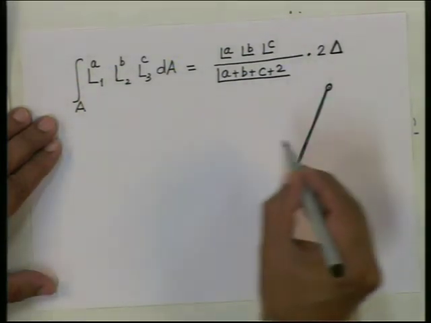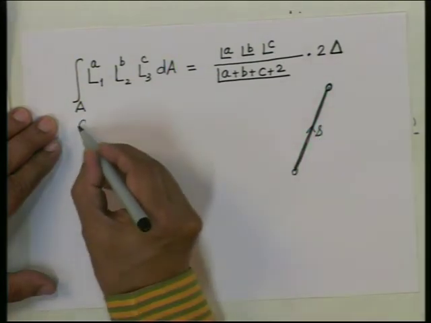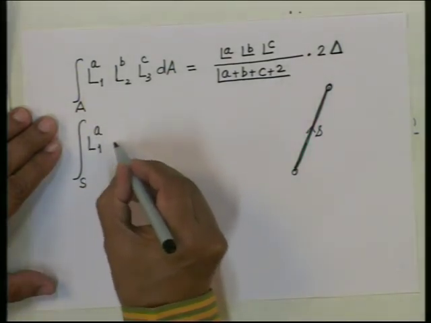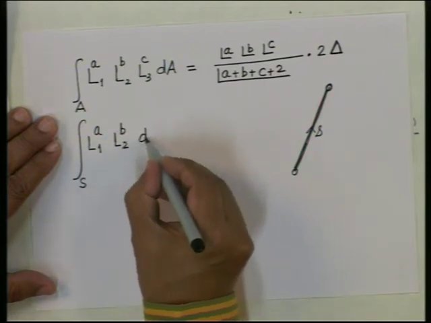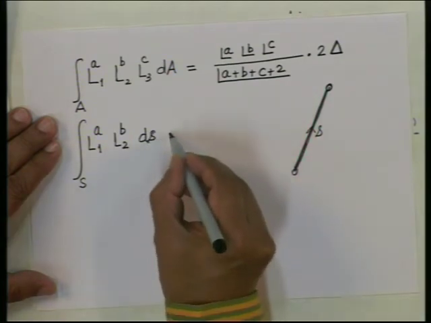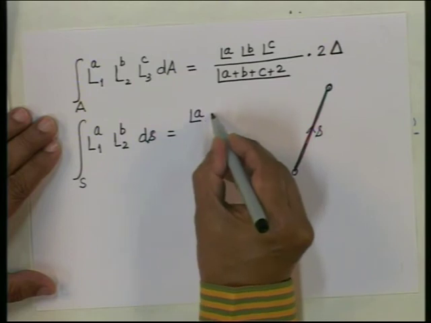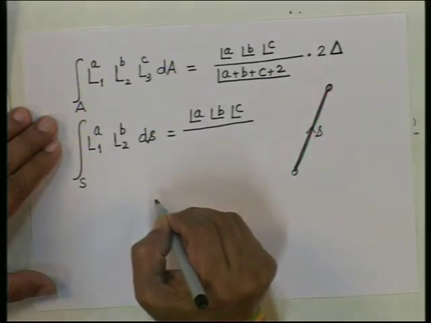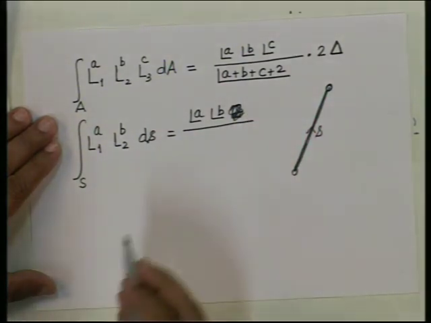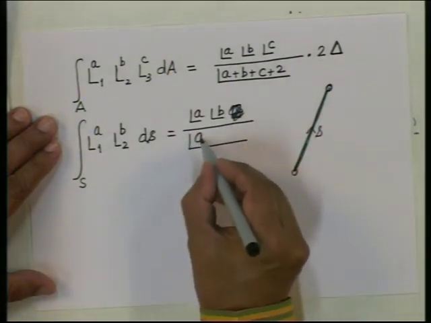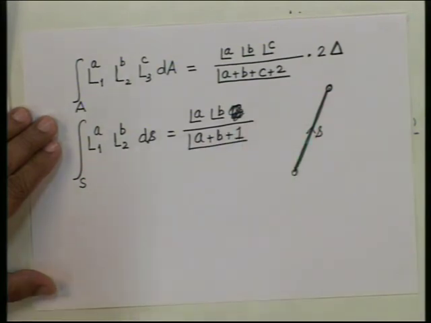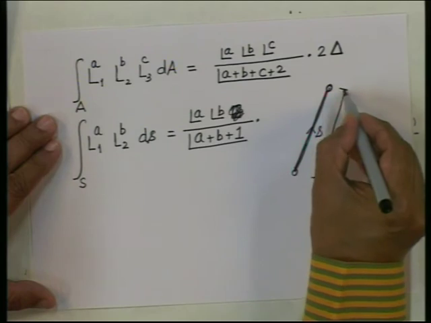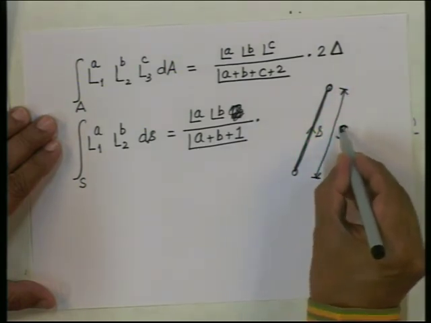So, for the edge of a triangle, if you call this line S, and you integrate over S a function like L1^a L2^b ds, this comes out to be factorial a, factorial b, sorry, there is no c, only b, over factorial a plus b plus 1, into the length of this side, capital S.